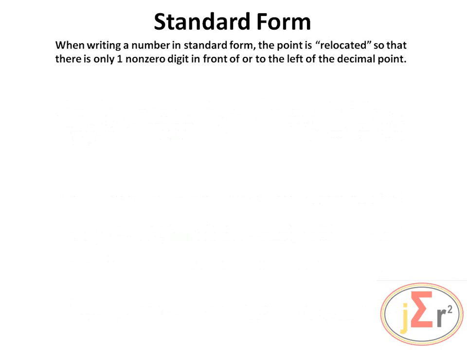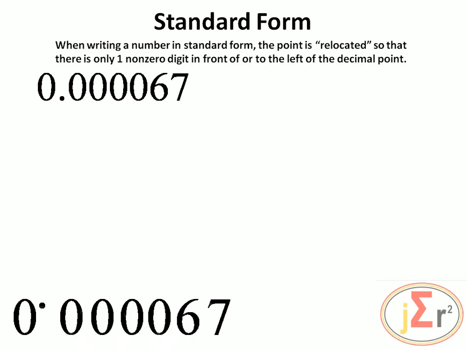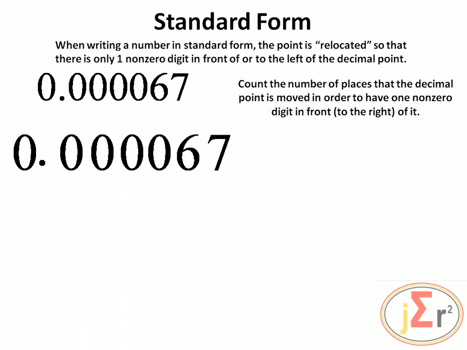When writing a number in standard form, we are going to repeat that the point is relocated so that there is only one non-zero in front of or to the left of the decimal point. Look at this one. We have to relocate this point all the way down here so that there is only one non-zero digit in front of that decimal point or to the left of that decimal point. Count the number of decimal places that the decimal point is moved in order to have one non-zero digit in front of it.